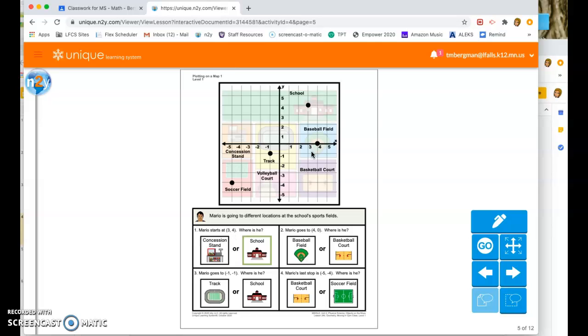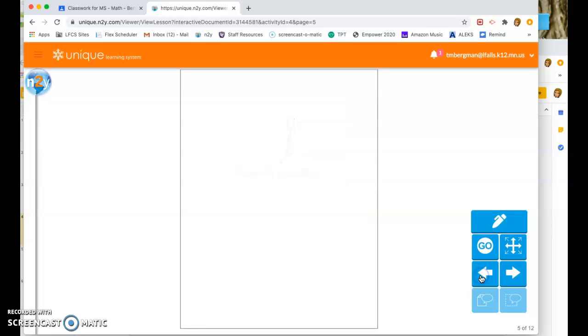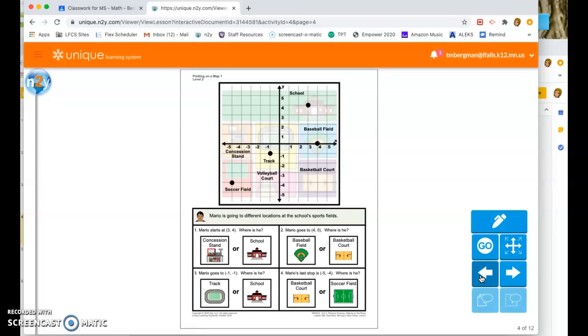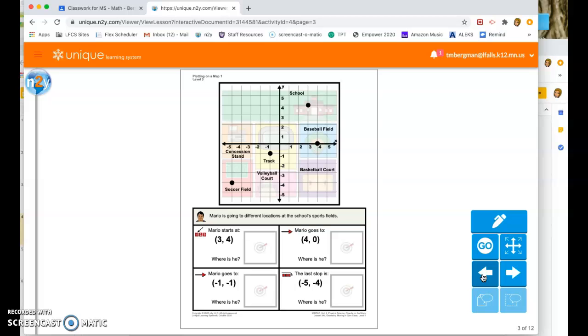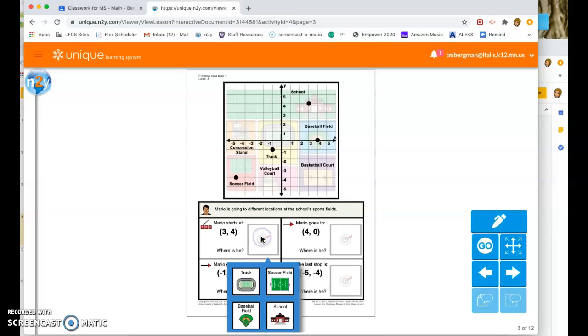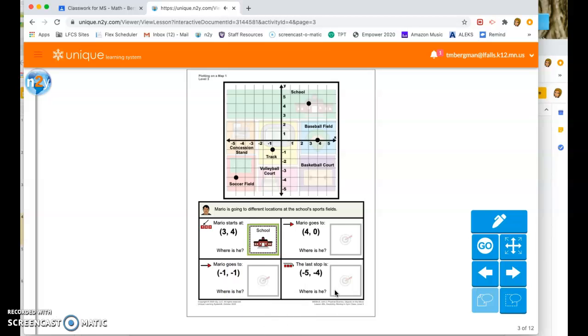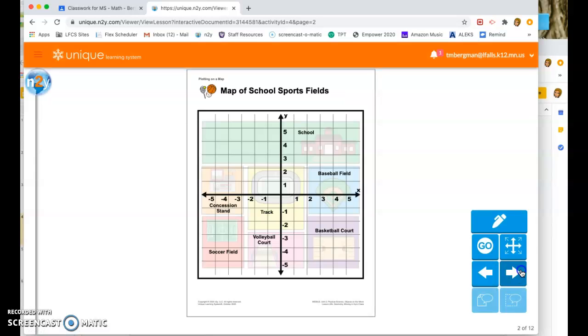So make sure you're following these coordinates, and then you're going to identify which spot he's at. Yours also might look like this. Same kind of thing. Again, there are choices on there to identify. Yours might look like this. So it says, now he's starting at 3, 4. So instead of having choices, you're going to do the same thing. It's the same coordinates. So 3, 4, and then you're going to click on here and we have to figure out where he is, one of these 4 places. And so we're going to tell him he's at school. So let's see.